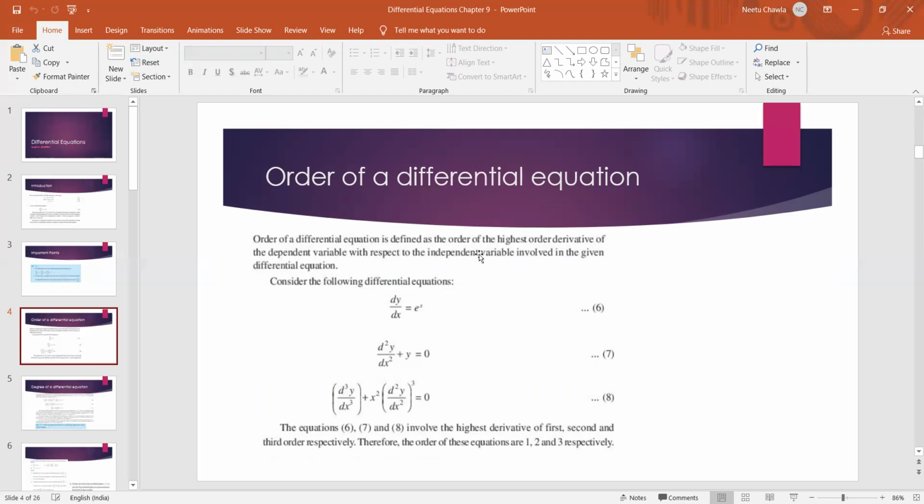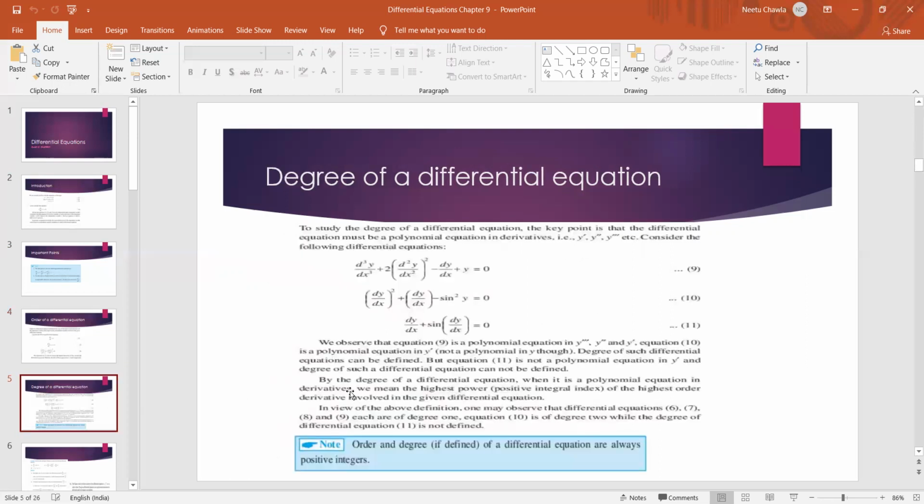Here what is said? Order is defined as the highest order derivative. See in equation number 6, what is the highest order derivative? That is 1. So for equation number 6, the order becomes 1. Second, see, here it is the second derivative. Highest order becomes 2. So the order of equation number 7 is 2. And similarly for equation number 8 it is 3, because the highest order derivative went to 3. So the order of equation number 6 is 1, equation number 7 is 2, and equation number 8 is 3.